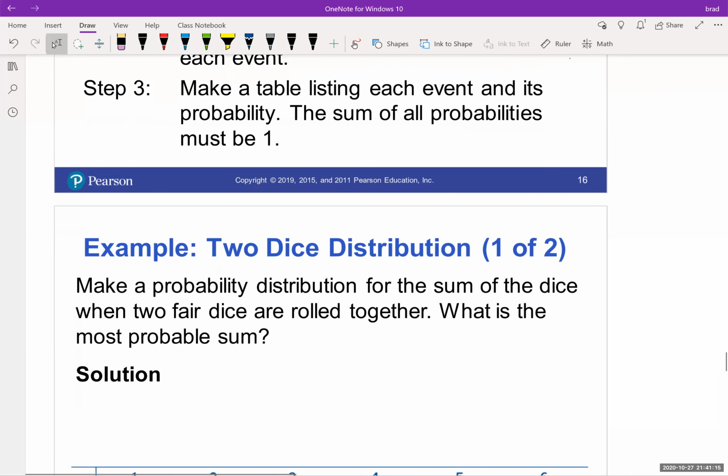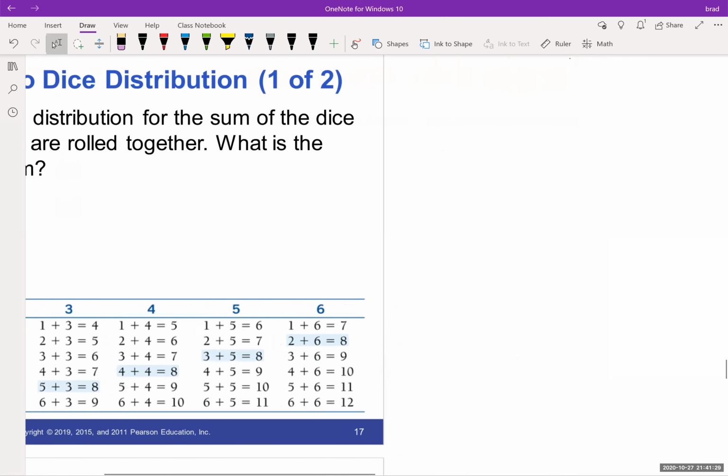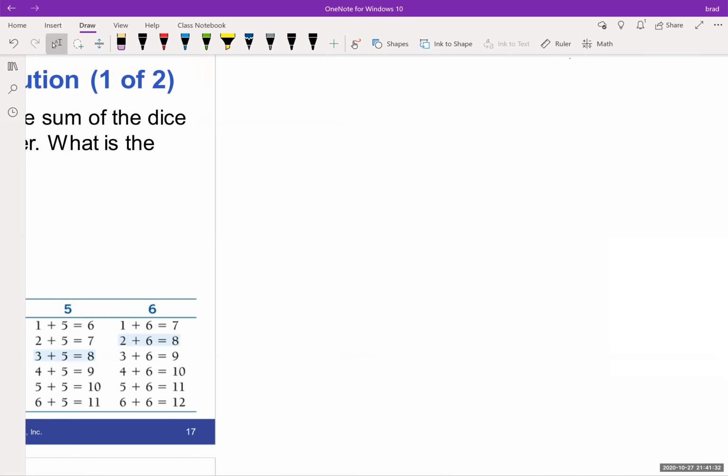Okay, well, we're not going to do that in the way that the book shows. I don't like this method. What I'm about to do and what the book does are exactly the same thing, but theirs takes up a lot of space. So here's what I would do if you're going to roll 2 six-sided dice.